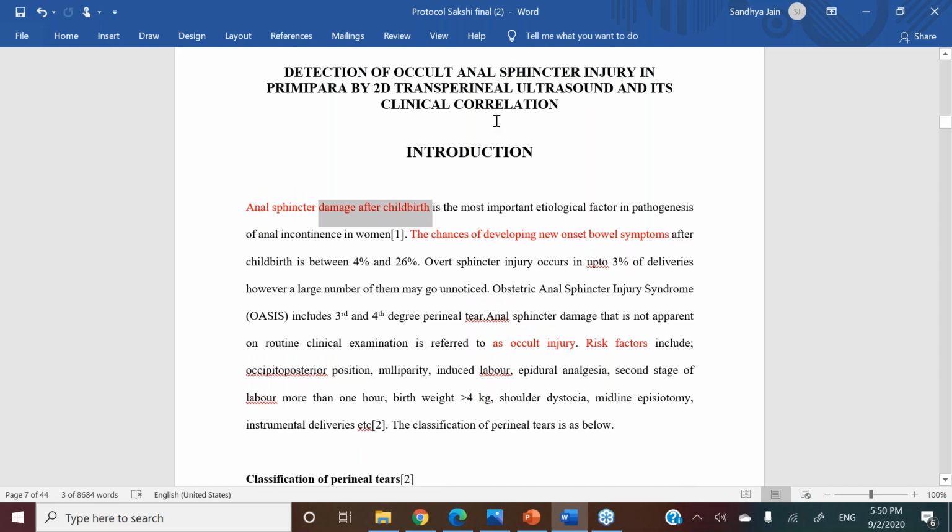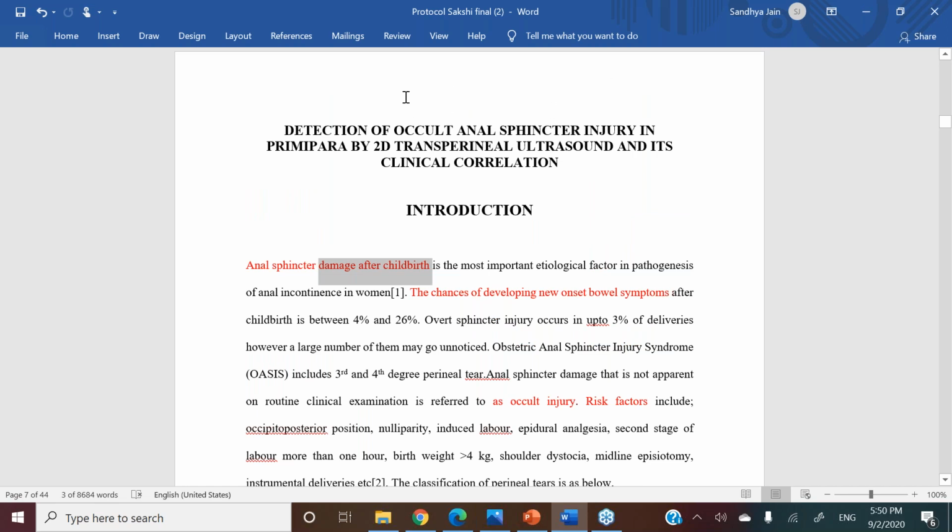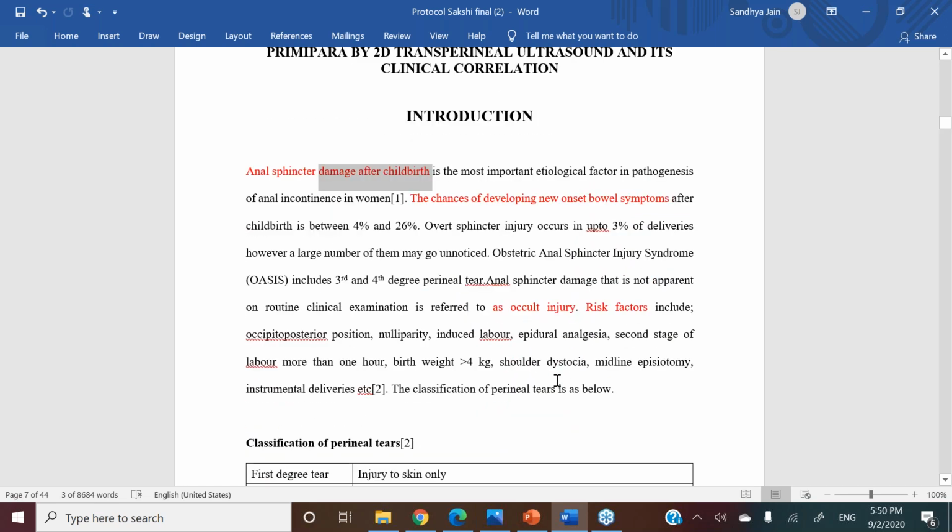What is she talking? What is occult injury? She put such big words in the title, but there is no mention in the introduction till the end. I'm a gynecologist. Even my gynecologist colleague may not understand occult injury, what to talk of other specialities. So when we use certain words, the definition and explanation should come right in the beginning. It's like a story only.